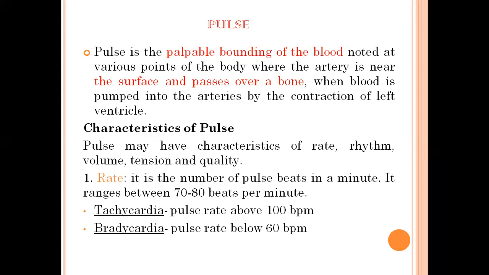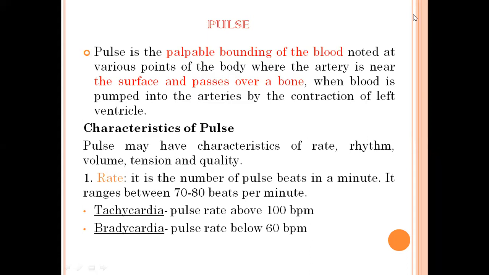Okay, so what are the characteristics of a pulse? When you take a pulse, you should look at rate, rhythm, volume, tension, and quality. These are the 5 characteristics that you should check when you go for pulse assessment. Rate is how much it is beating per minute. Rhythm is how regular or irregular it is. Then volume, tension, and quality. Rate is the number of pulse beats in a minute. It ranges from 60 to 100 beats per minute.